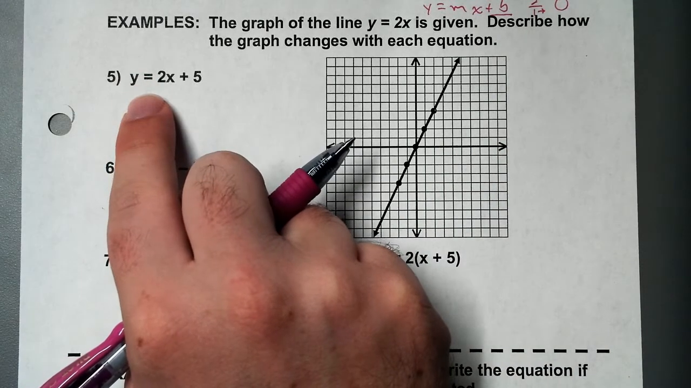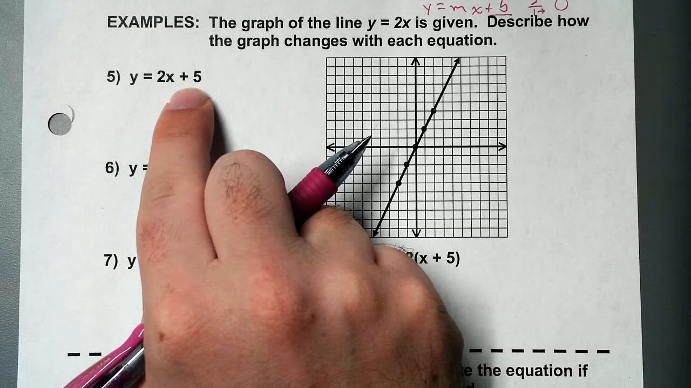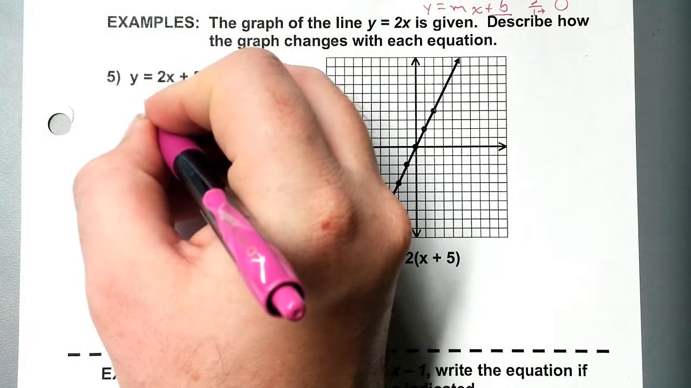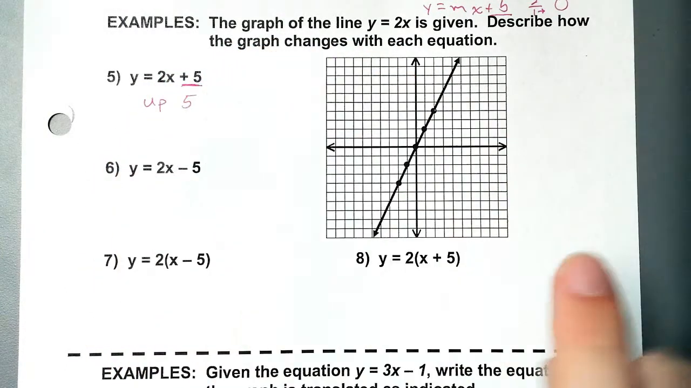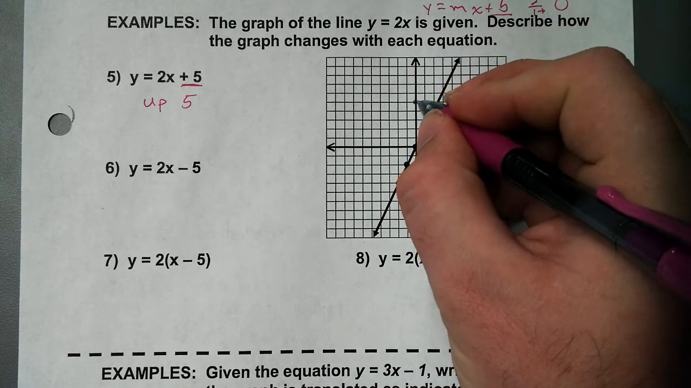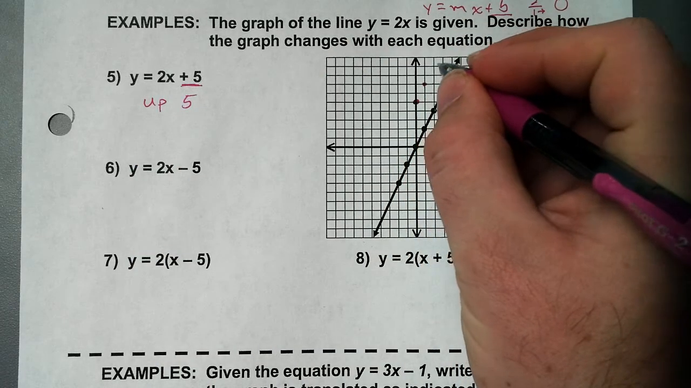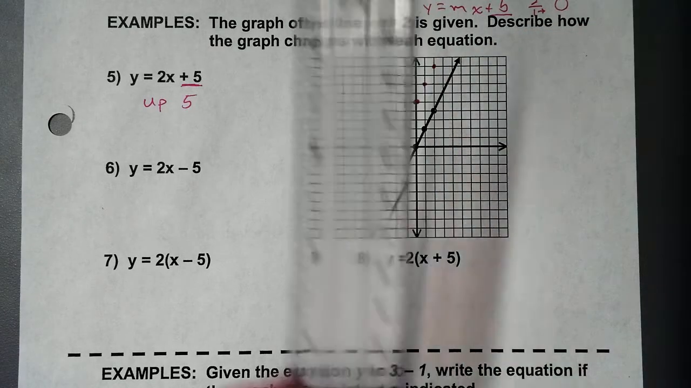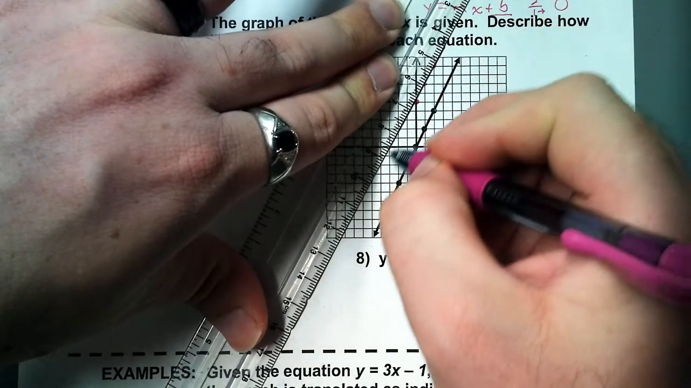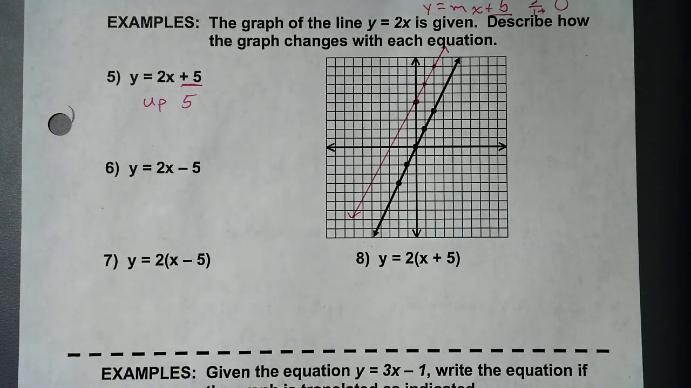Now, this one says 2x plus 5. Remember, when it's just a regular plus or minus, not in parentheses, it's just adjusting the y. So this plus 5 means it's going to go up 5. From here, let's go up 5: 1, 2, 3, 4, 5. Put a dot. And then let's use our slope, up 2 over 1, up 2 over 1. Then I'm going to use this ruler to make sure my line stays straight. So there's my first line.